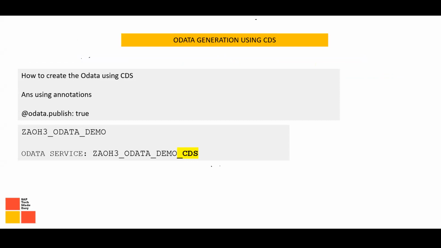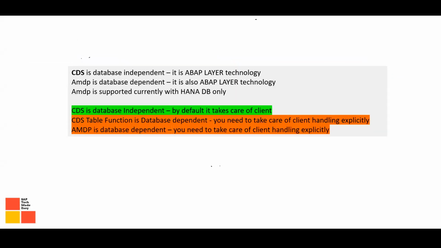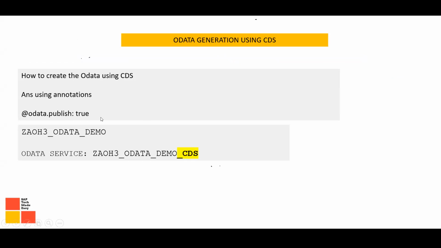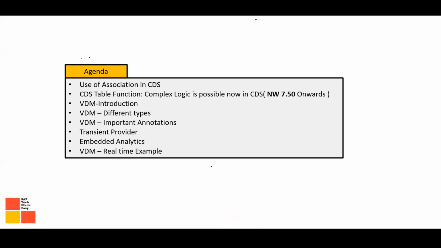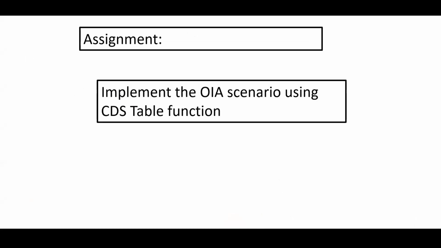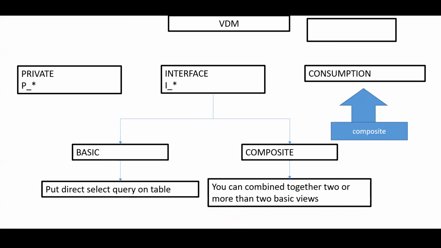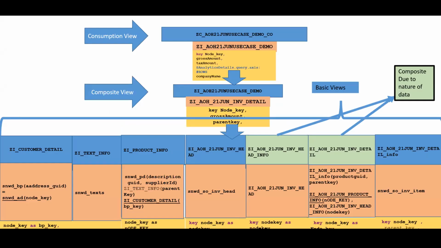OData generation using the CDS. You can generate the OData services with the help of CDS directly using the annotation @OData.publish: true. So this has also been discussed in more detail. And this is the VDM now, virtual data model, right? CDS table function, virtual data model, again different use cases, right? Different types of VDM: private, interface, consumption. Under interface you have basic and composite, right? These are the different scenarios of the VDM, right?